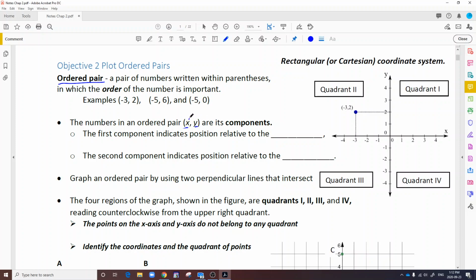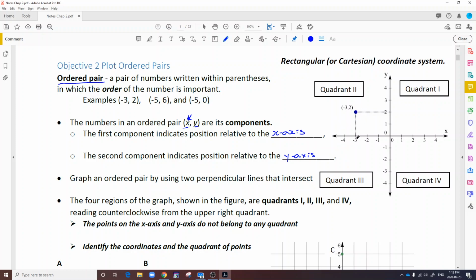So this first component is the position relative to the x-axis. So the x value, or the direction that you go left and right, is always listed first. And then the second component indicates your position relative to the y-axis. In other words, the second number tells you where to go up and down. So if I was to graph the point (-3, 2), I would go -3 in the x direction, and then I would go +2 in the y direction.